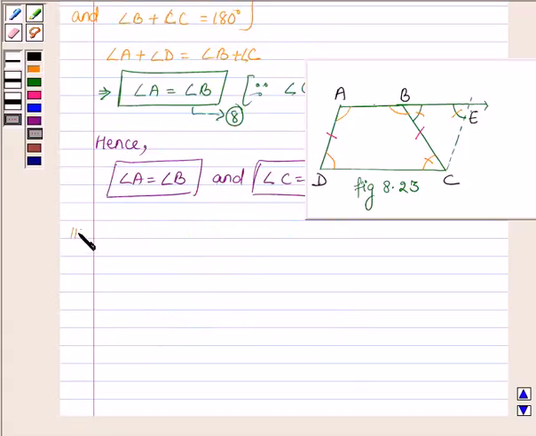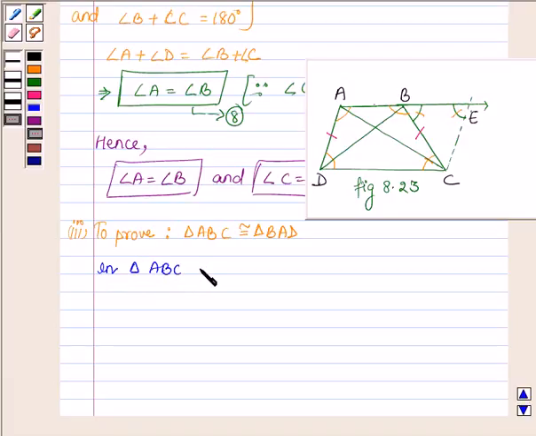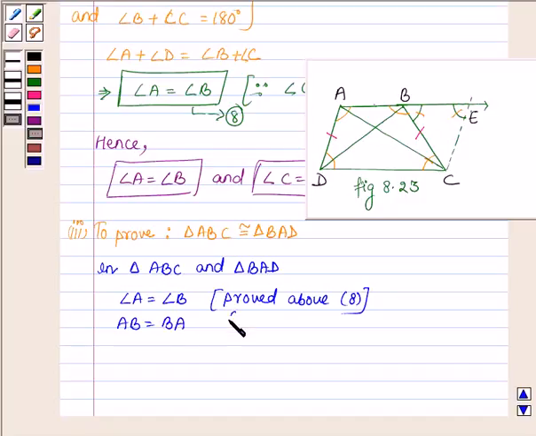And now let us prove the third part, where we have to show the triangle ABC is congruent to triangle BAD. So let us draw the two diagonals. And now in triangle ABC and triangle BAD, angle A is equal to angle B. We have proved above in equation number 8. Also, side AB is equal to BA. This is common to both the triangles.